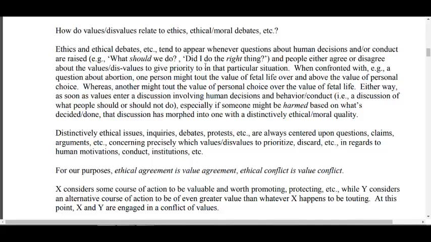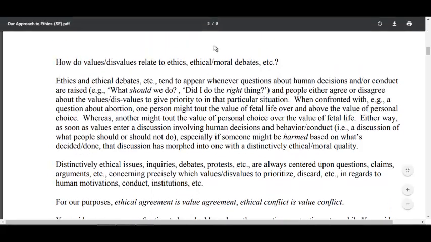Now, to move forward, how do these values and disvalues specifically relate to ethics? We've seen them: bravery, courage, compassion, diligence. All of those would be values. Well, how do those things relate, though, to particular ethical, moral debates?